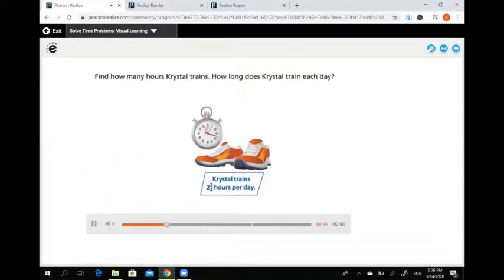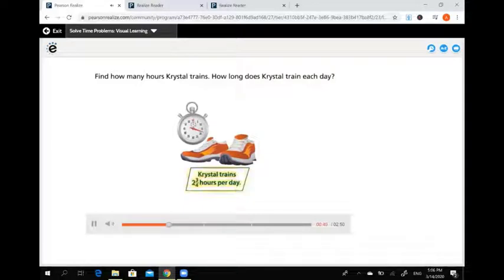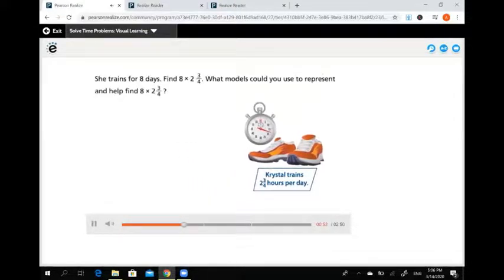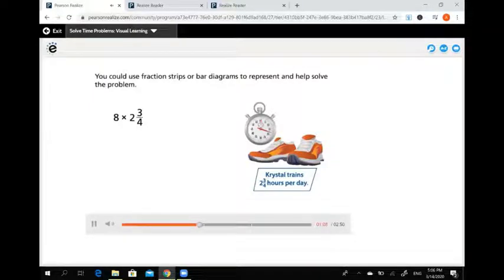Find how many hours Crystal trains. How long does Crystal train each day? Crystal trains 2 3/4 hours per day. For how many days does Crystal train? She trains for 8 days. Find 8 times 2 3/4. What models could you use to represent and help find 8 times 2 3/4? You could use fraction strips or bar diagrams to represent and help solve the problem.